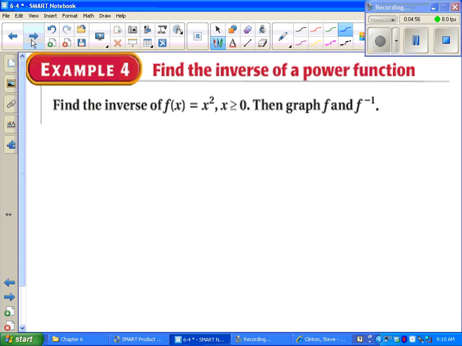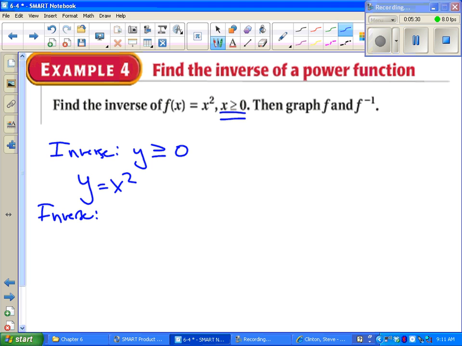Okay, this is getting a little trickier. It's saying find the inverse of f of x equals x squared where x is greater than or equal to 0. A lot of people like to ignore something like that. Please don't. It's telling you that x is bigger than or equal to 0. That means on your inverse, you've got to switch, so y is going to be bigger than or equal to 0. You've got to keep that in mind. With that in mind, let's look at our original function and then find the inverse. Switch x and y.